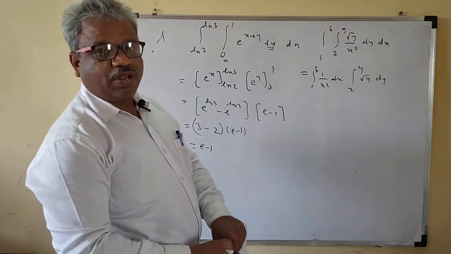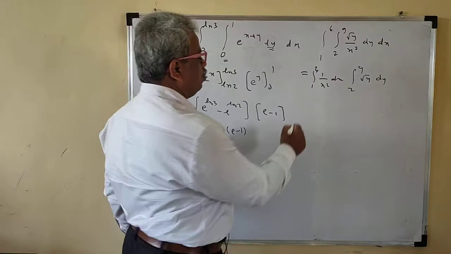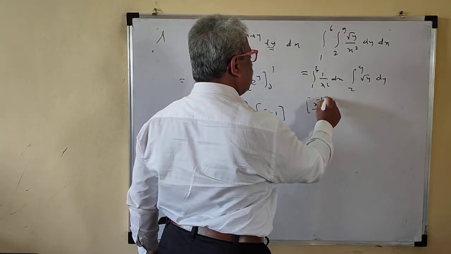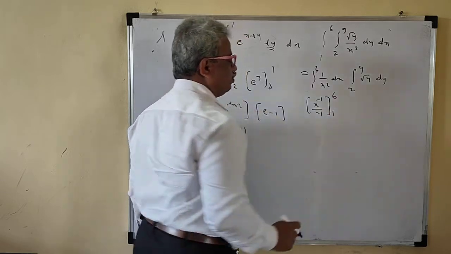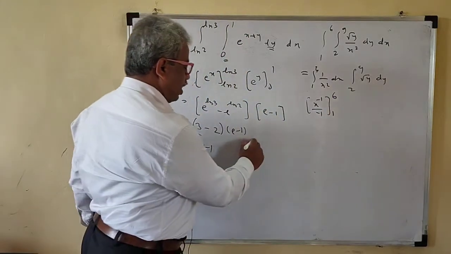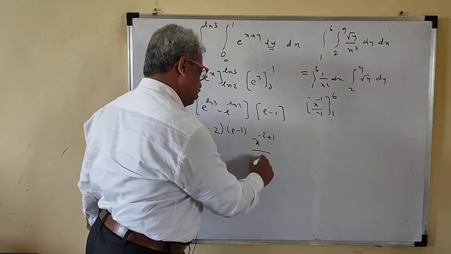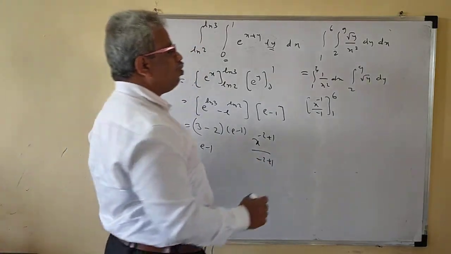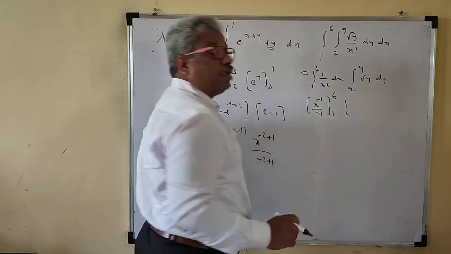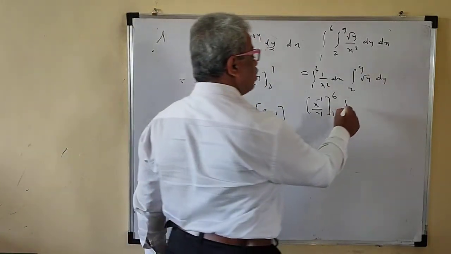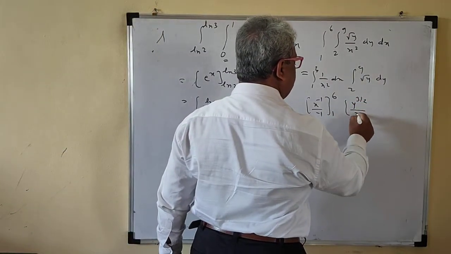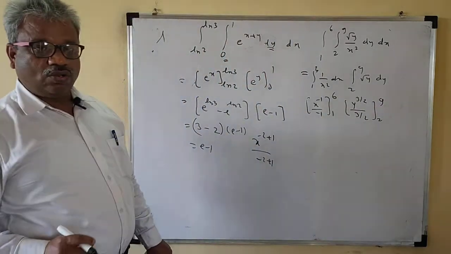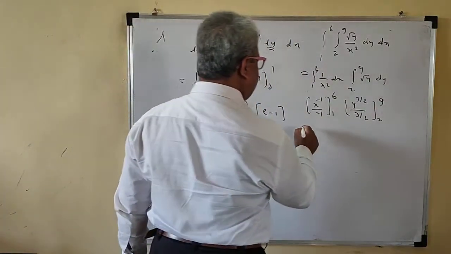Okay, 1 upon x square means x to the power minus 2. So integration of x to the power minus 2 is what? X to the power minus 1 upon minus 1, 1 to 6. Right? This is the integration of x to the power minus 2. Now root y, that means y to the power half. So y to the power 3 by 2, y to the power 3 by 2 upon 3 by 2, 2 to 9.